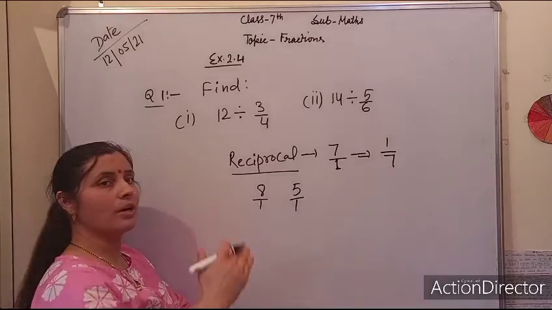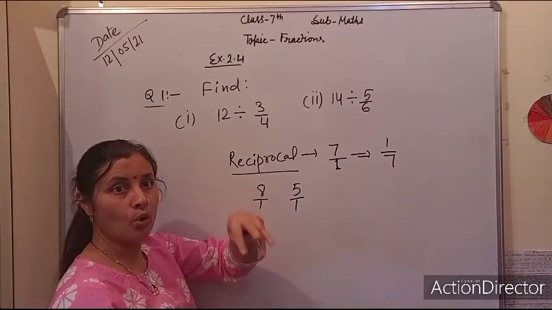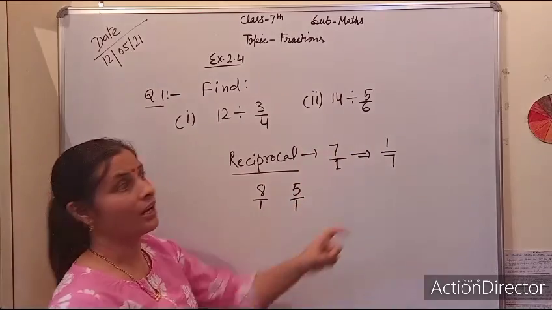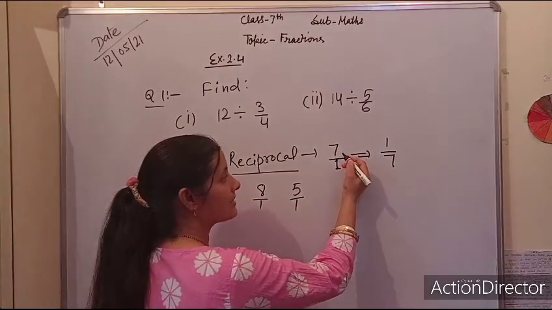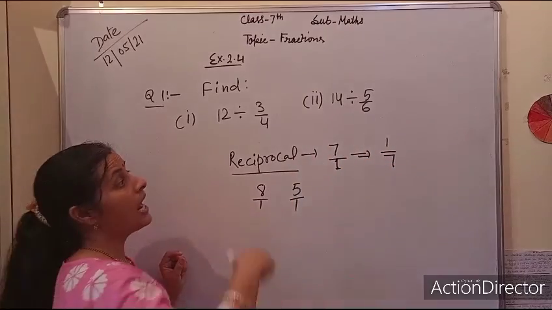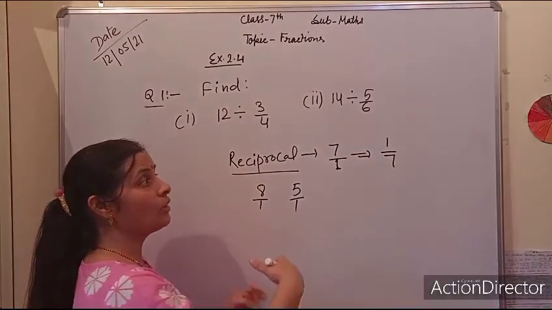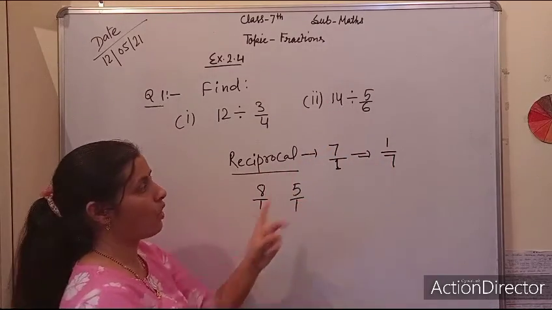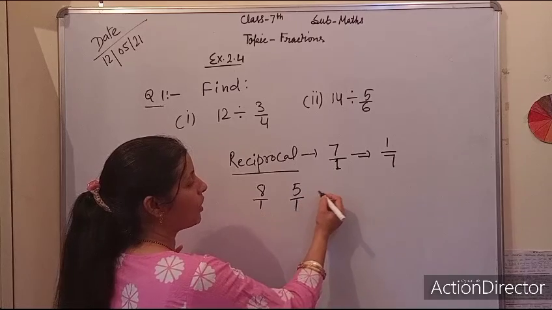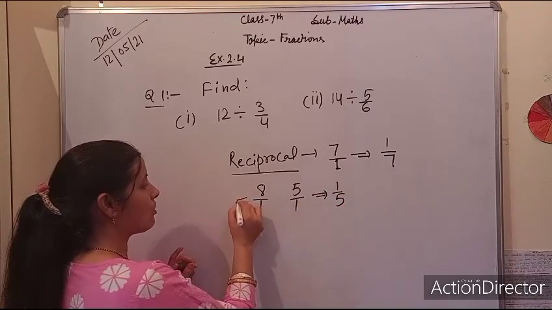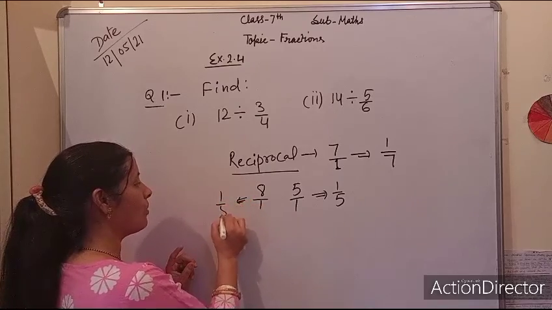Just try to understand: it is the ulta, the opposite, of a fraction. The number which is in the denominator, you have to write in the numerator, and the number which is in the numerator, you have to write in the denominator. That is called reciprocal. Here is 5 upon 1. The reciprocal of 5 upon 1 will be 1 upon 5. The reciprocal of 8 upon 1 will be 1 upon 8.